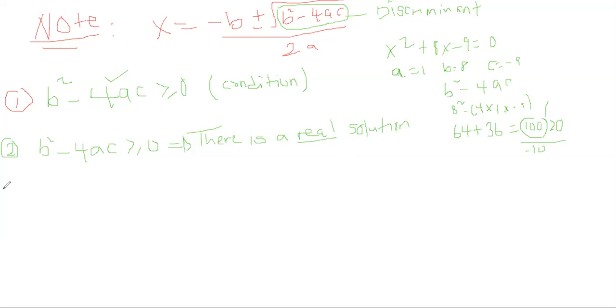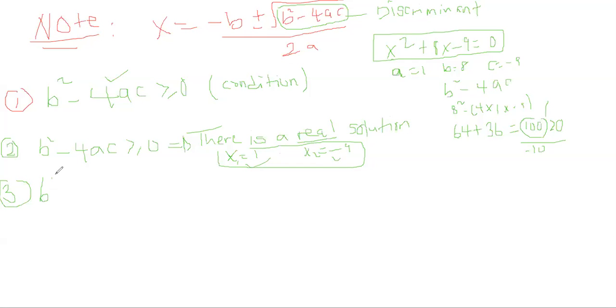So there is a real solution, and the solution for this, as we remember from the lectures, is x1 is 1, and x2 is minus 9. So these are the real solutions. When B squared minus 4AC, the discriminant, is positive or greater than 0, then we have a real solution, and it will have 2 roots.